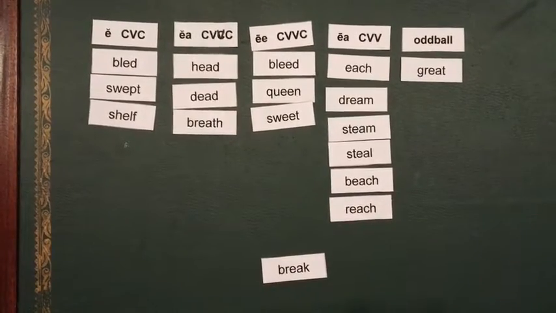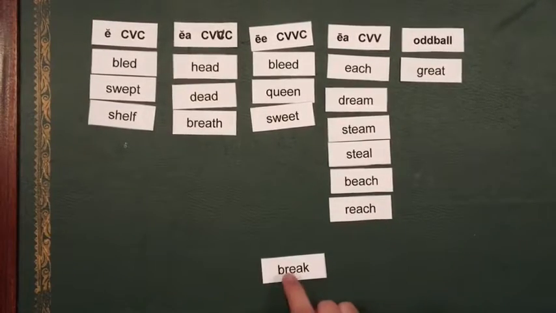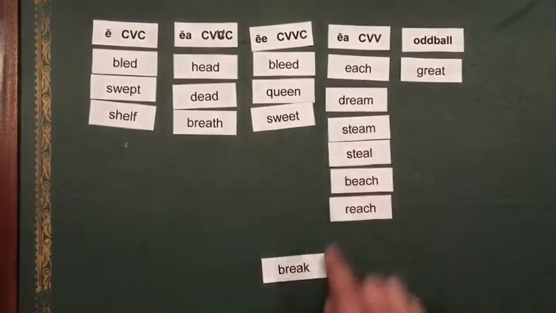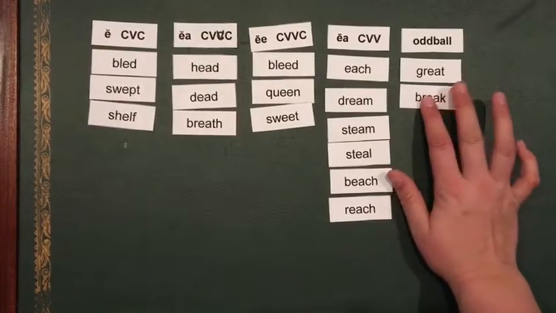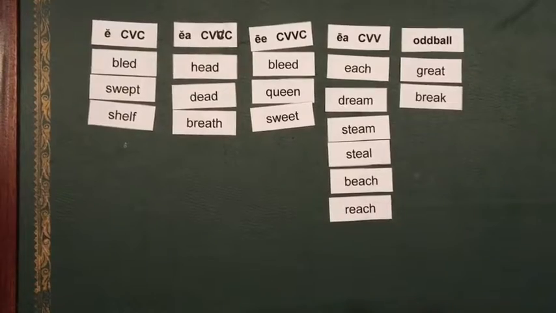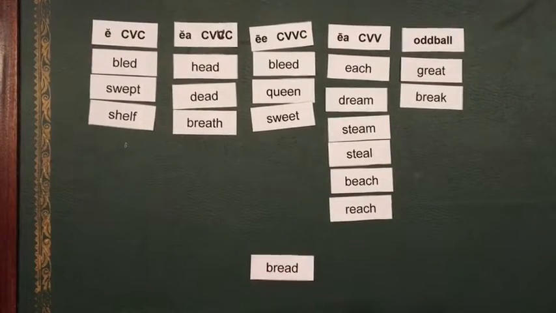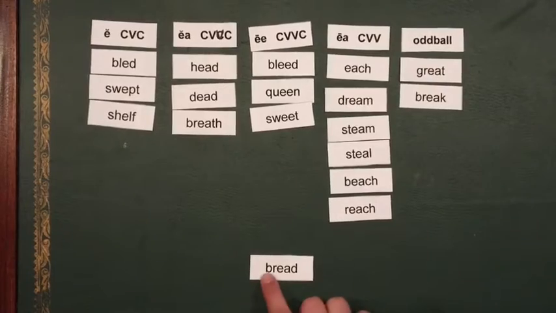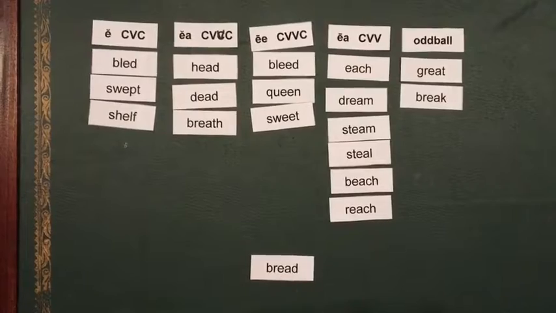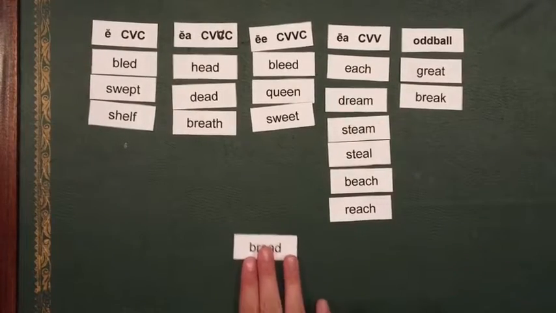Now let's look at the word break. Like if you break something in half. Break. It doesn't say breek. So it must be an oddball, just like great. Break. Great. Now let's try the word bread. Bread. The sound is the short e.